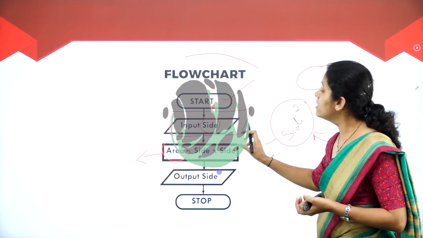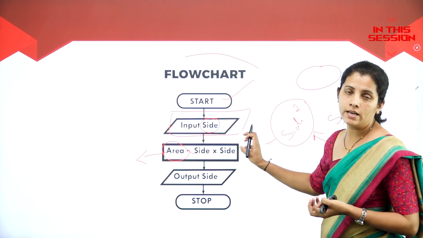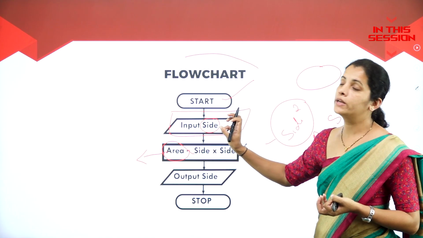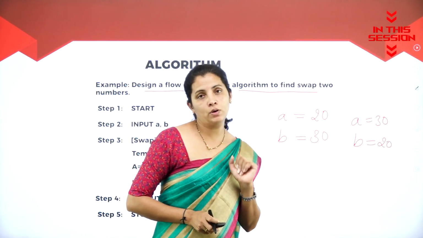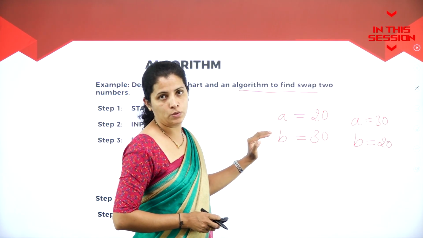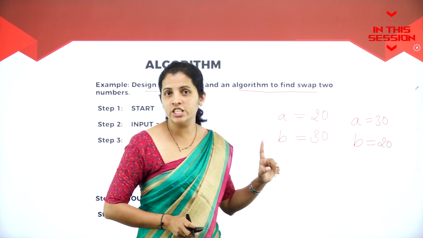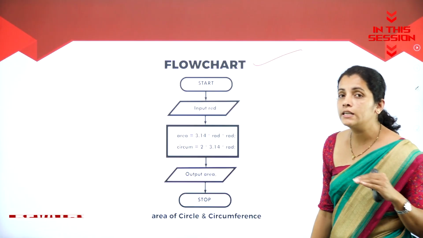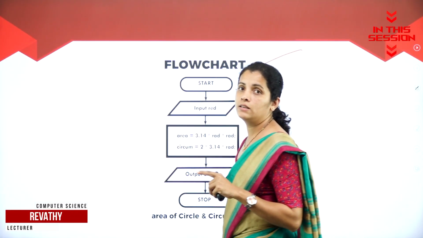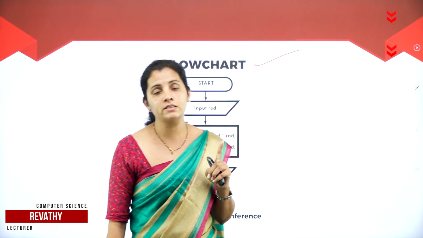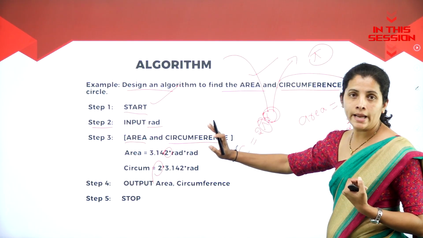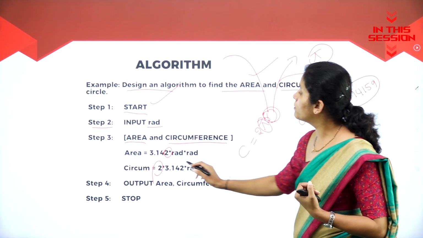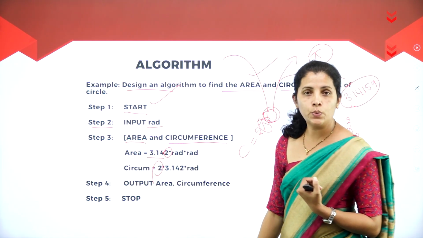After multiplying side into side, whatever value I get is stored inside area. How can I interchange my values? Is it possible to interchange directly? No. Flowchart is nothing but the pictorial or graphical representation of an algorithm. I cannot write pi directly, so what will I do? I'm going to write the constant value.